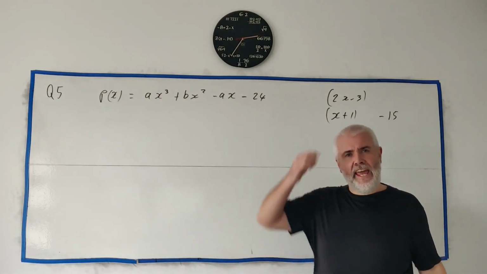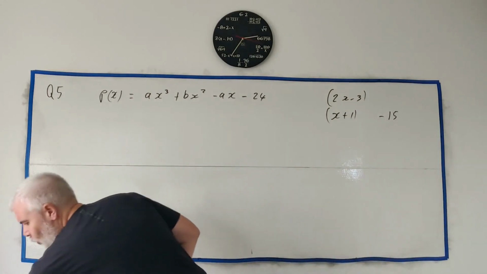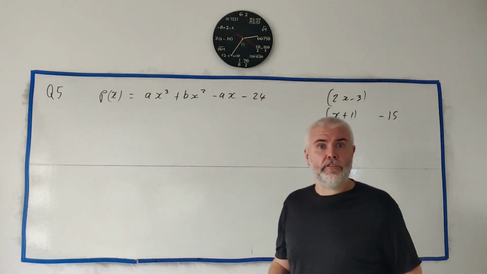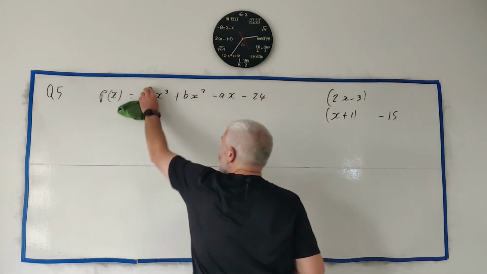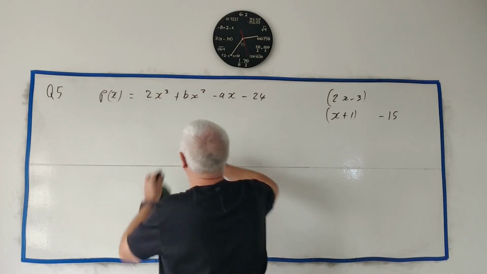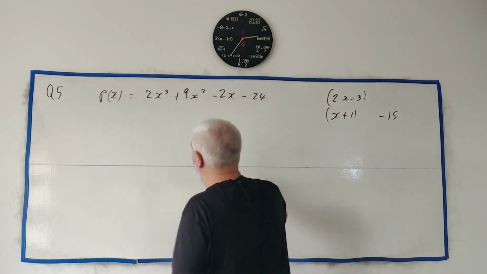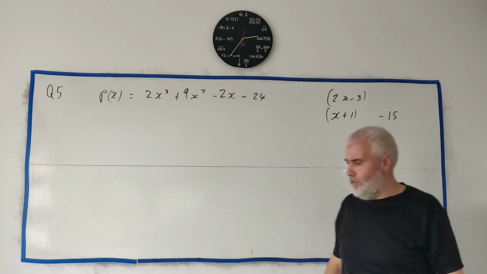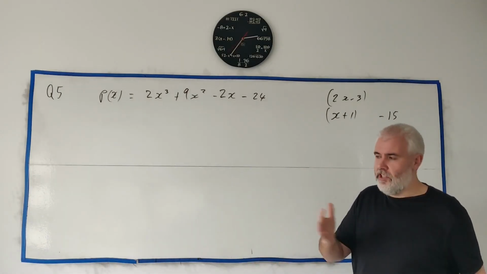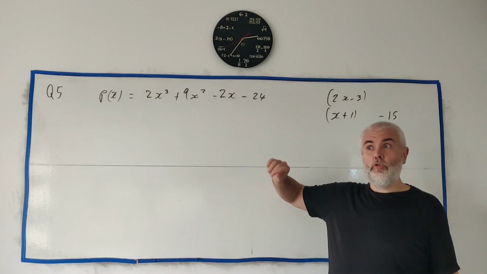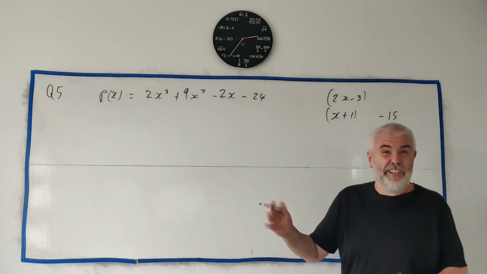In part B, they say hence factorize p(x). First of all, importantly, the word hence there matters. Hence is telling you use what you just found out. That means use the fact that A is 2, B is 9, and again A is 2. They want you to fully factorize this. If in part A you had done the long division that I suggested you could do, you'd be mostly done because half the work would be done for you, but it's not too hard.